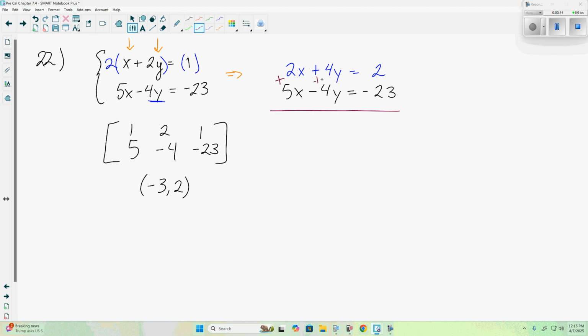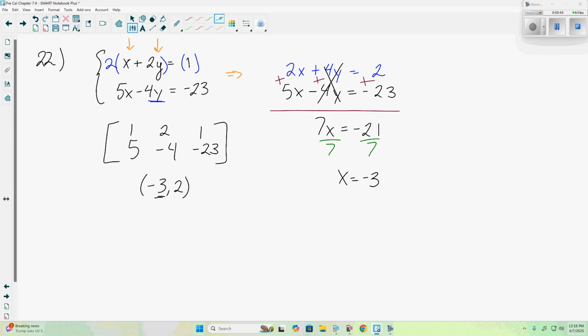Now at this point we're going to add, and the reason we're adding is 4y plus negative 4y is 0. 2x plus 5x is 7x. 2 plus negative 23 is negative 21. Divide by 7, telling us x is, lo and behold, negative 3 like we got before.